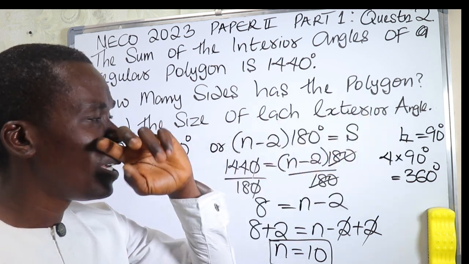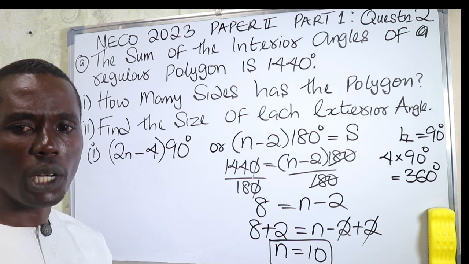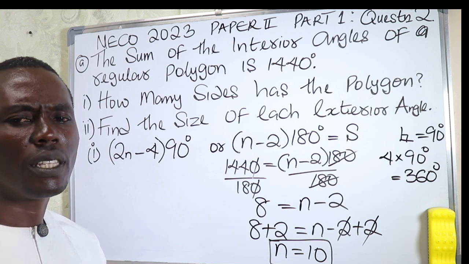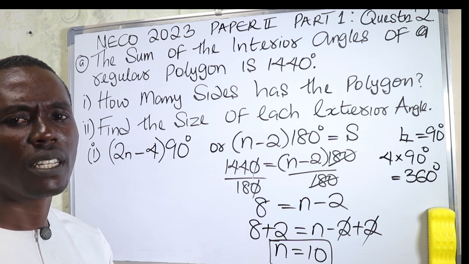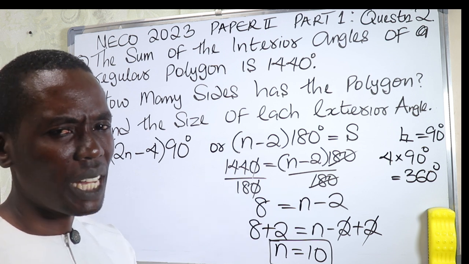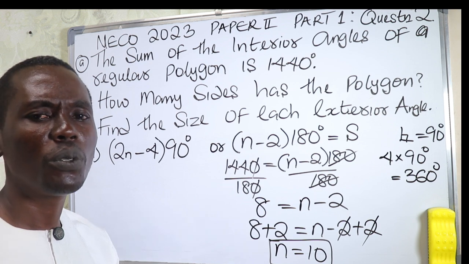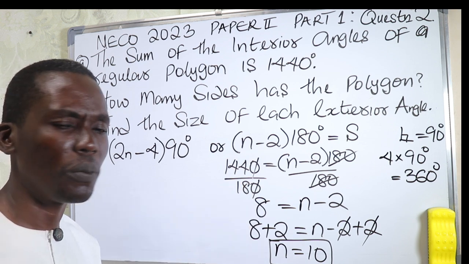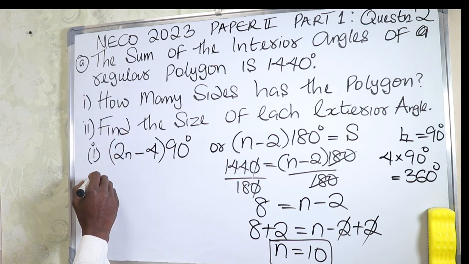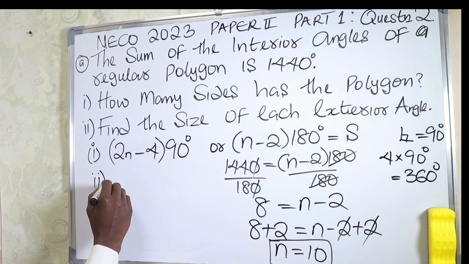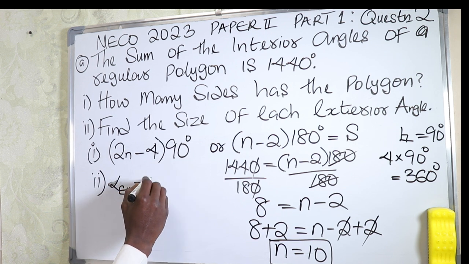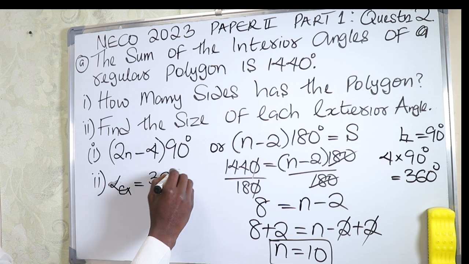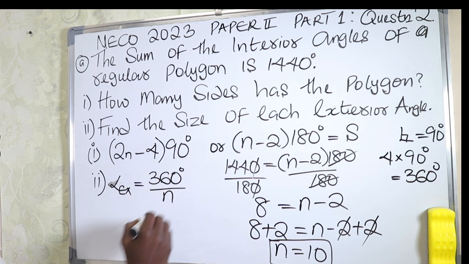So if the sum of all the exterior angles is 360, then if we divide 360 by the number of sides a polygon has, we should be able to know what each angle is. That's the simple mathematics. So for this we can simply say the exterior angle of any polygon will be equal to 360 degrees divided by the number of sides.